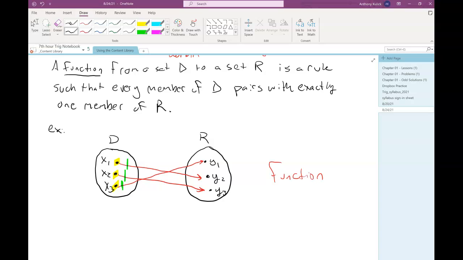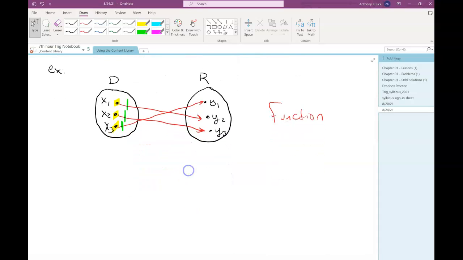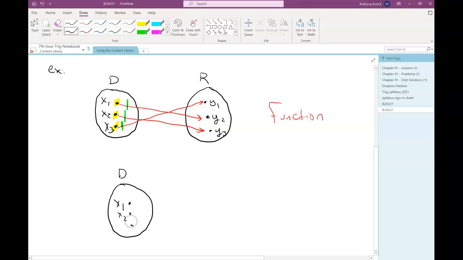Everybody okay there? Let's do a couple more examples just to make sure we get the idea here. But it's not too difficult of a concept, especially when you're seeing it for a second time.